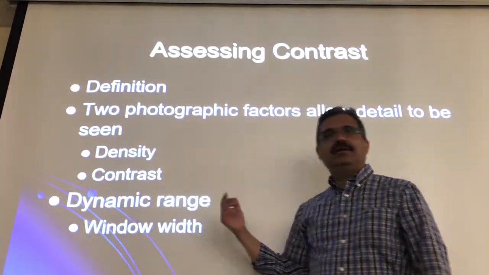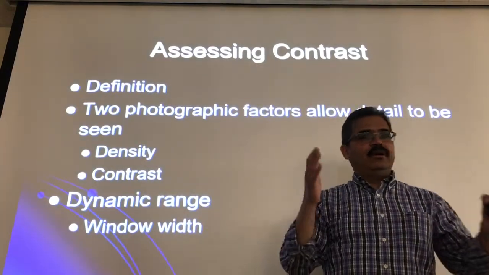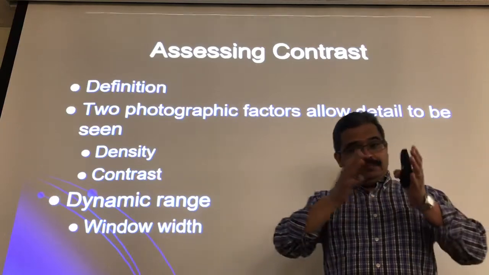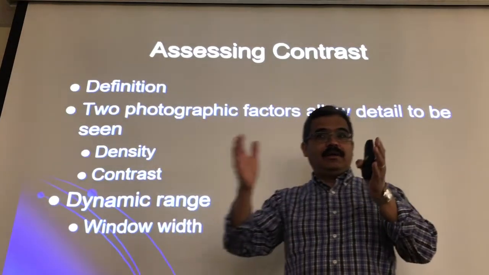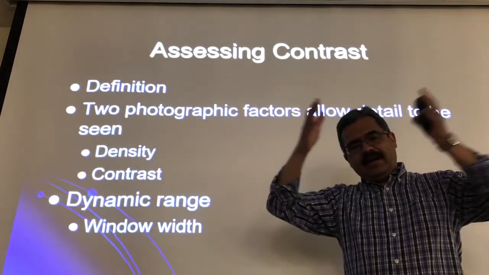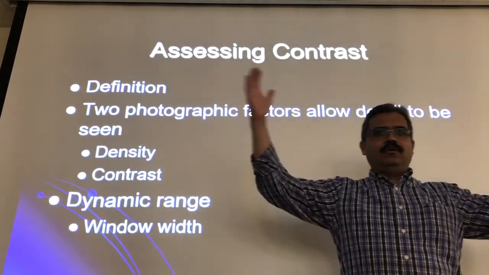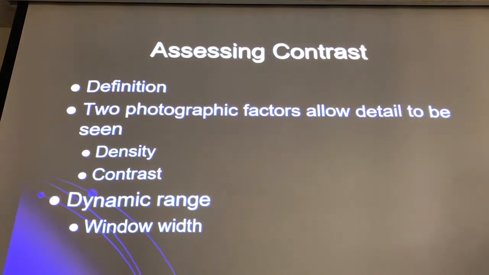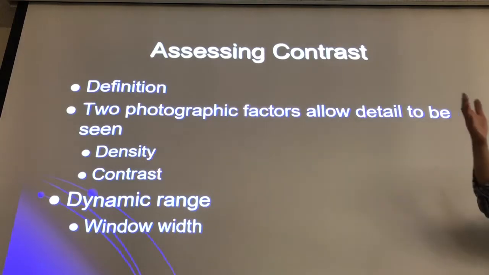Why do we say that? Because contrast does change depending on your technical factors, right? You can have more shades of gray or less shades of gray. And so when we think of that dynamic range from one value to another value, we think of a window width. Window width means that this is the scale, this is the range we have.